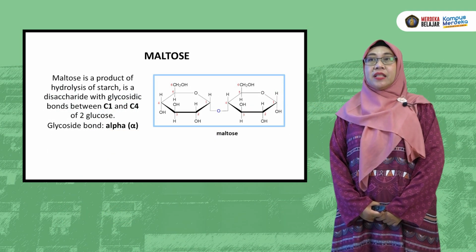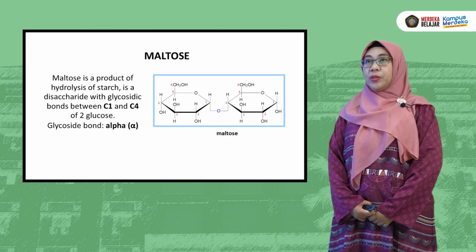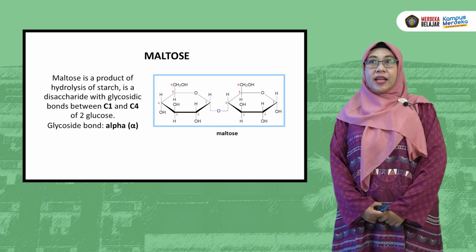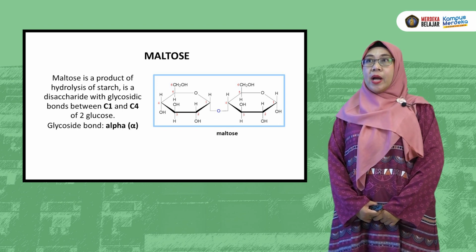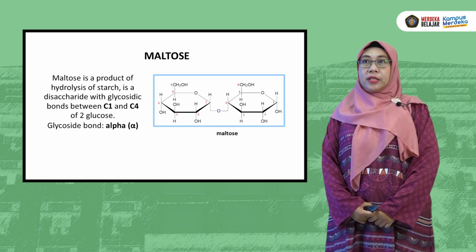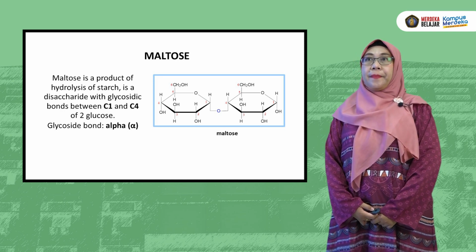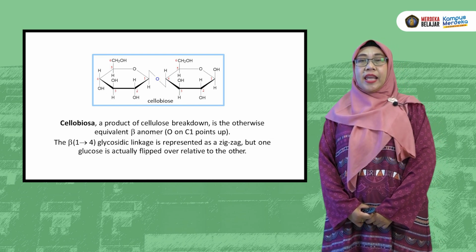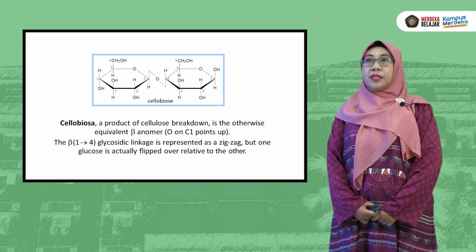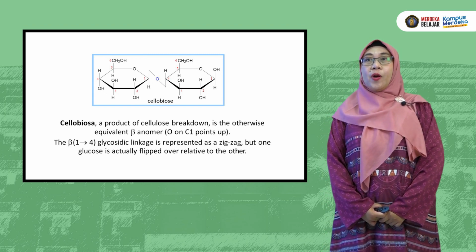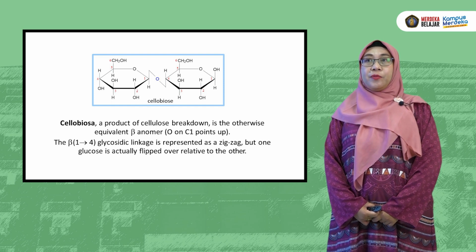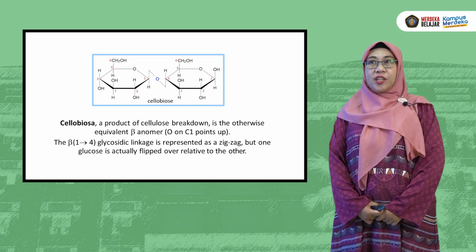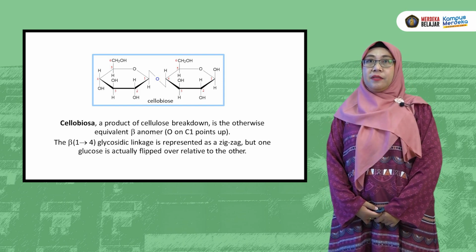Okay, now let's discuss our first disaccharide, maltose. Maltose is a product of hydrolysis of starch. It's a disaccharide with a glycosidic bond between C1 and C4 of two glucoses. The glycosidic bond is alpha. Cellobiose, a product of cellulose breakdown, is the otherwise equivalent beta anomer. Oxygen on C1 points up. The beta-1,4 glycosidic linkage is represented as a zigzag, but one glucose is actually flipped over relative to the other.